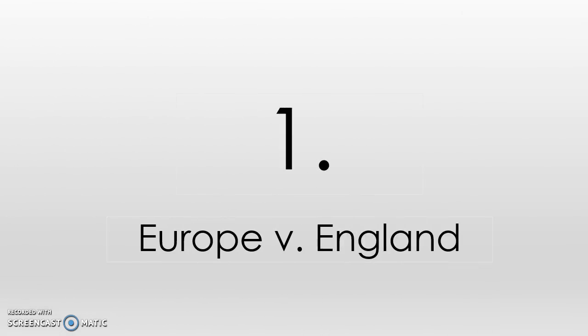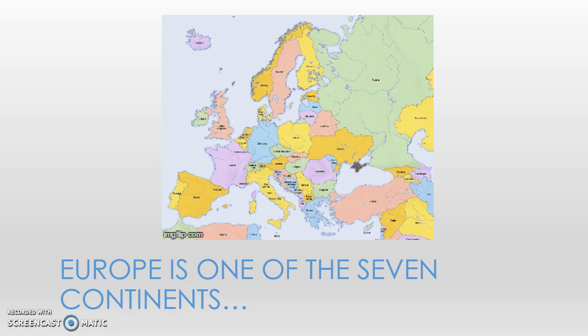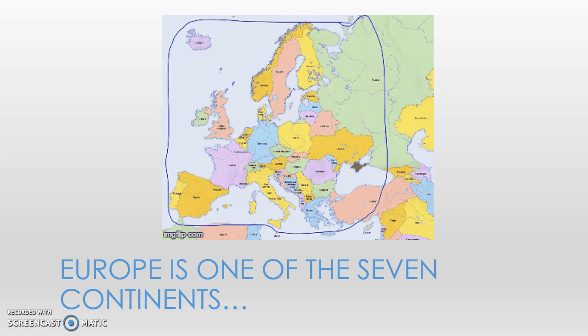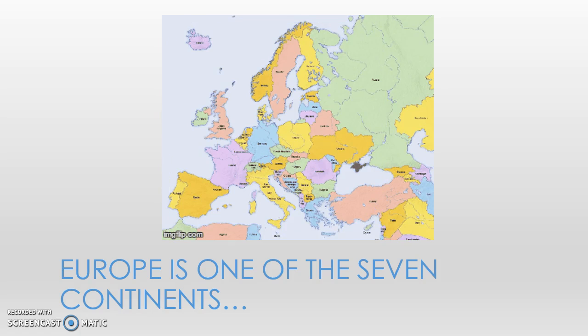And one, especially for people taking Western Civ class, involves two things that start with E, Europe versus England. Europe is one of 7 continents. So there's North America and South America, that's 2. Europe, Asia, Africa, Antarctica, and the Australia-Oceania area. So Europe is this chunk that's going on over here.